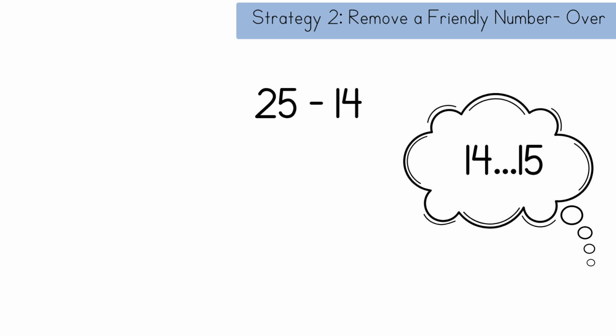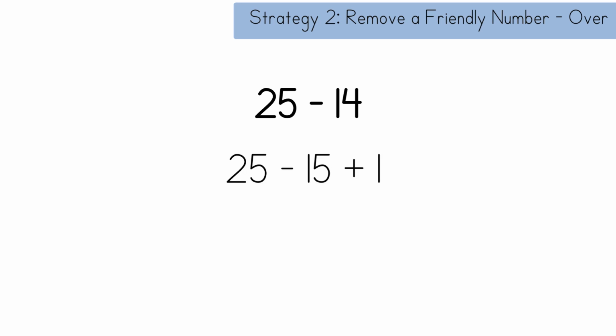What does this mean? I'm going over. Okay, well, 25 minus 14. 14 is close to 15, which is a friendlier number than 14, especially when we're taking it away from 25. If I take away 15 from 25, it means that I took away too much, and so I have to add 1 back. 25 minus 15 plus 1 is how you would write it in an equation. Then I get 10 plus 1, which is 11.